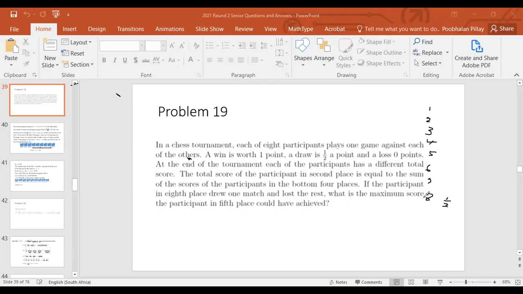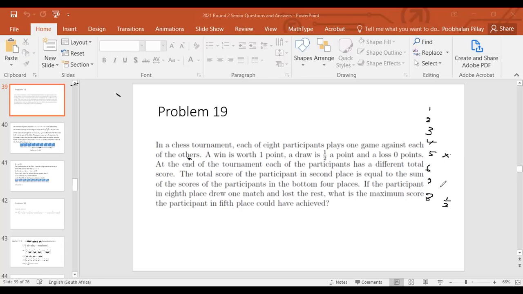The question is, what is the maximum score of the participant in the 5th place? We don't know this person's score, but we want to know the maximum possible score that this person can get. So let's just call that x. We need to find the maximum value of x. How do we do that? Well, to get the maximum value of x, remember this is decreasing, coming down here like this, we have to get the remaining numbers as small as possible.